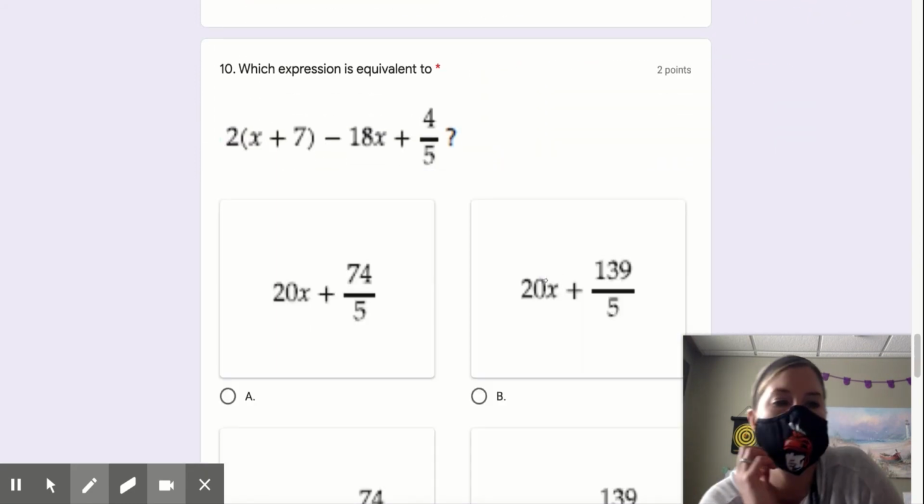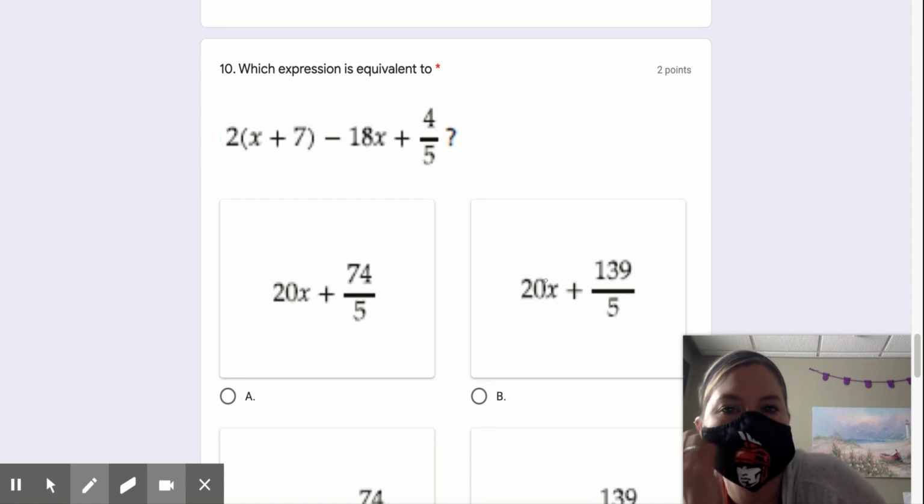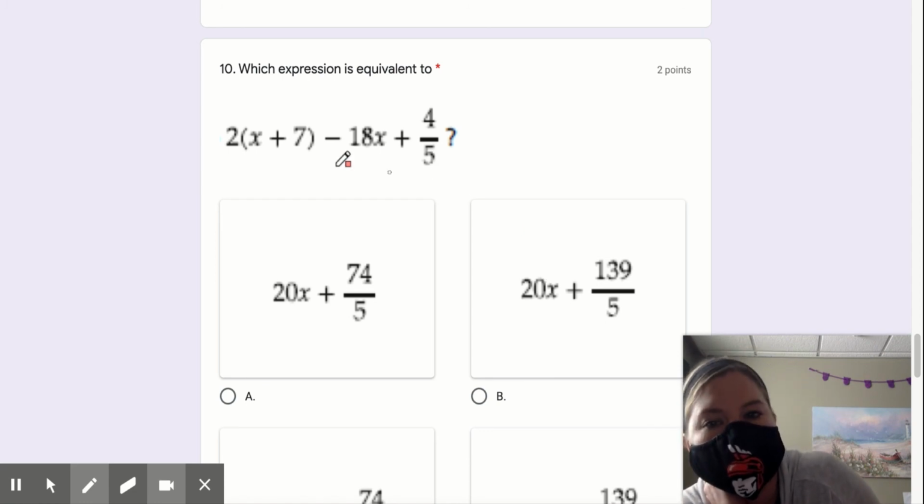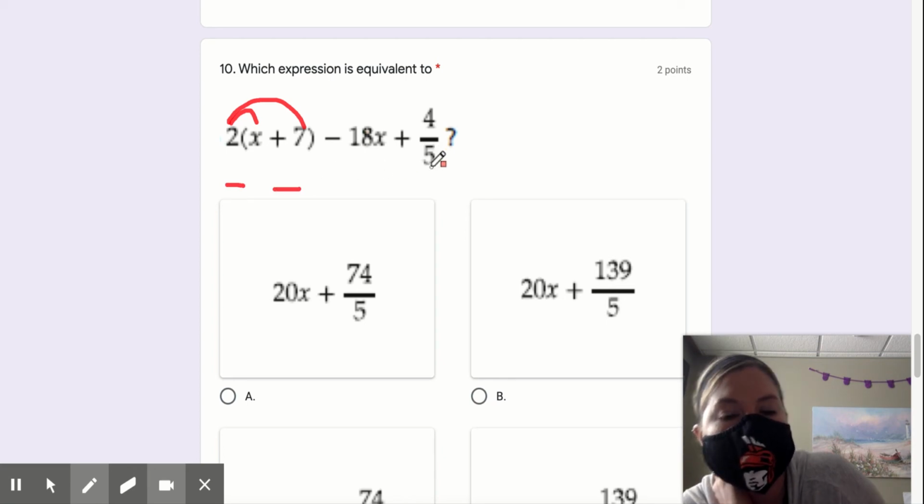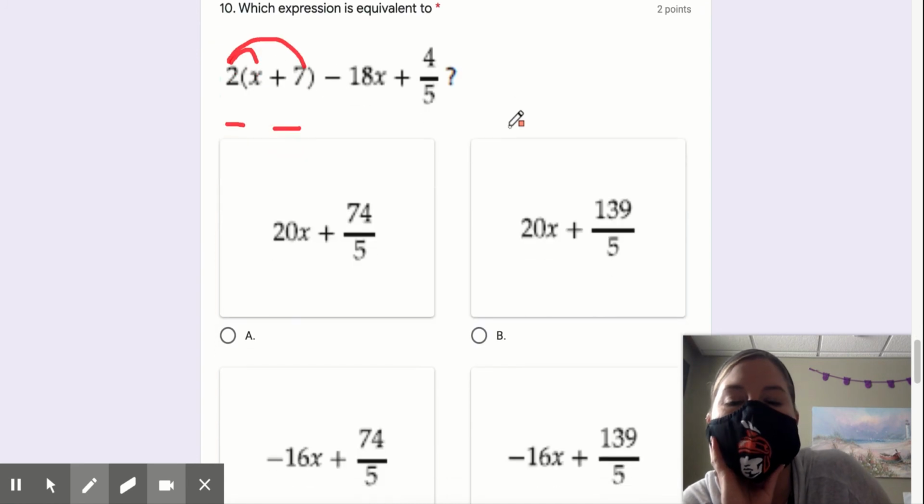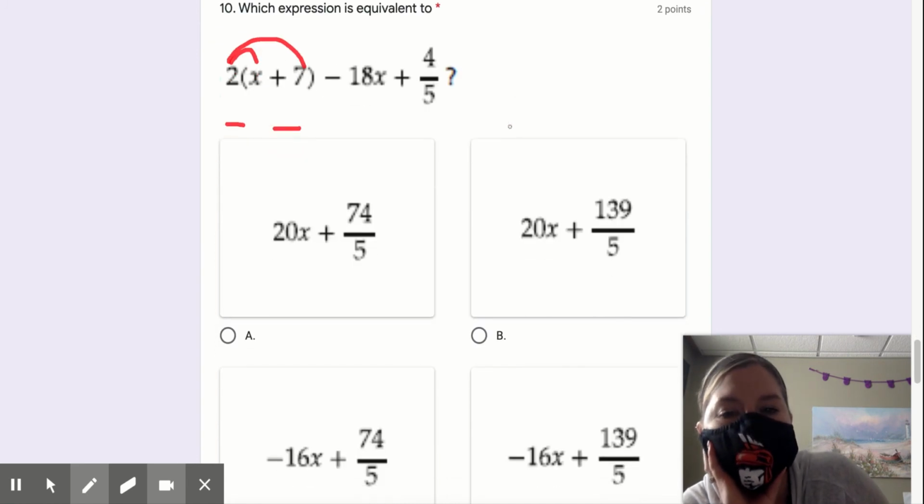All right. Question number 10, it says, which expression is equivalent to 2 parentheses x plus 7 minus 18x plus 4/5. Well, remember, there's parentheses here, so you have to distribute by multiplying first. Whatever you get for that, you're going to write those 2 terms here. You're going to drop down the negative 18x plus 4/5, and you have to combine the like terms.